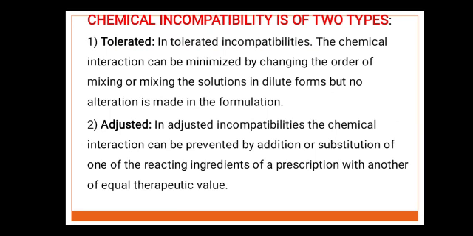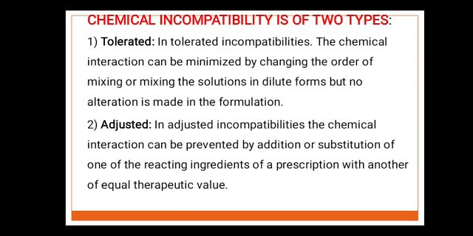In tolerated incompatibilities, the chemical interaction can be minimized by changing the order of mixing or mixing the solutions in dilute forms, but no alteration is made in the formulation. Means, in this method you can change the order of mixing, but you can't alter any type of ingredients from the formulation. And second one is adjusted incompatibilities.